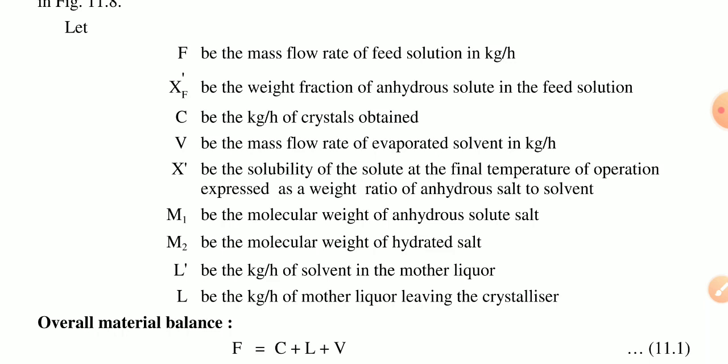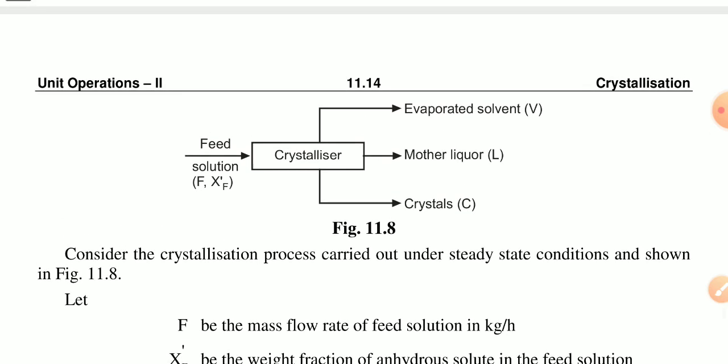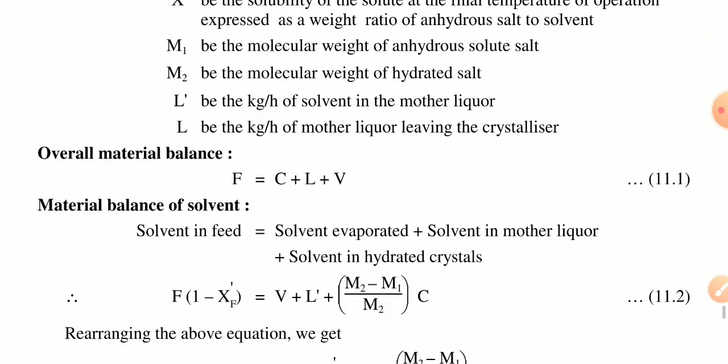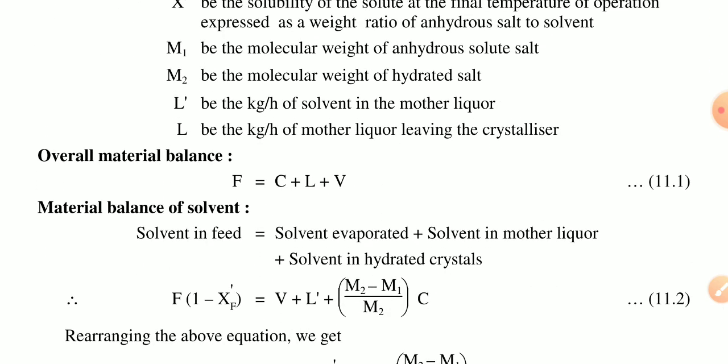So what is L dash? L dash is the kg per hour of solvent in the mother liquor, as shown in figure 11.18. And L is the kg per hour of mother liquor leaving the crystallizer. Then after that we find the overall material balance equation.